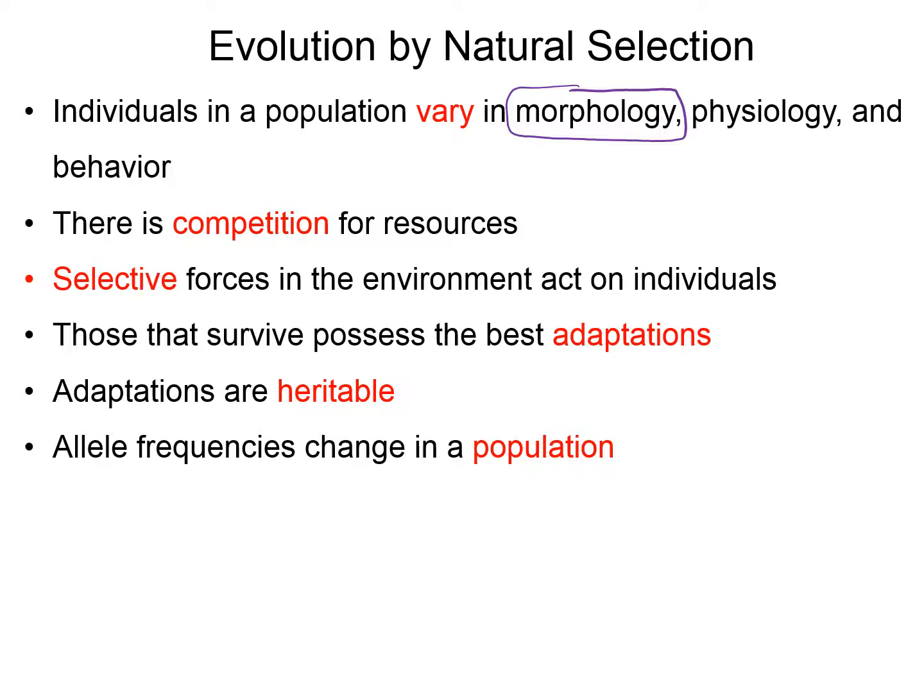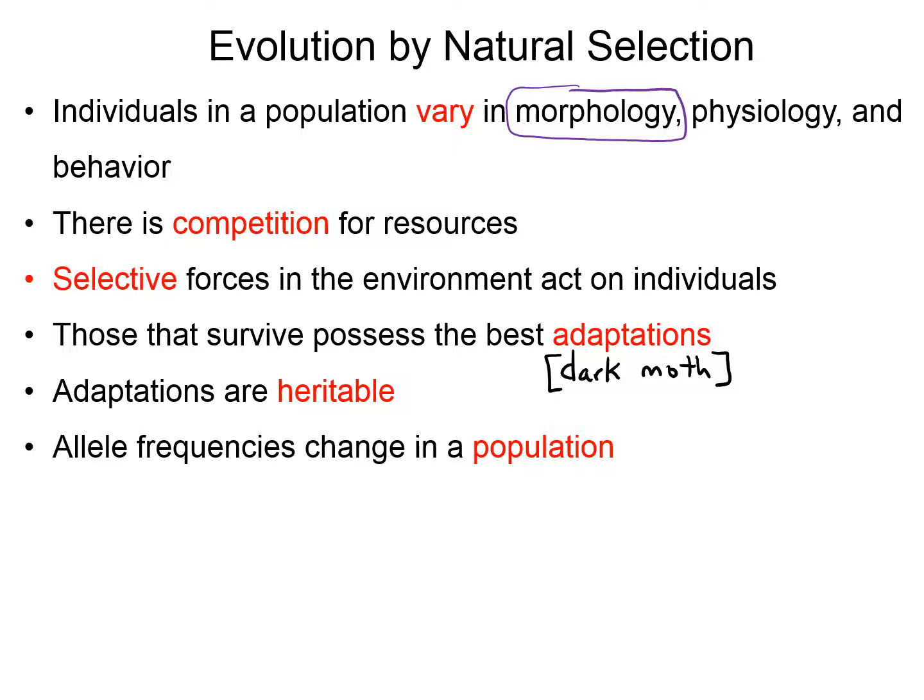Those that survive possess the best adaptations. In the image that we just saw, the dark moth would be the one that has the adaptive trait because it's able to camouflage and blend in. Because the coloration of the moth is coded for by different versions of genes, remember those are called alleles, we would say that this adaptation is heritable.